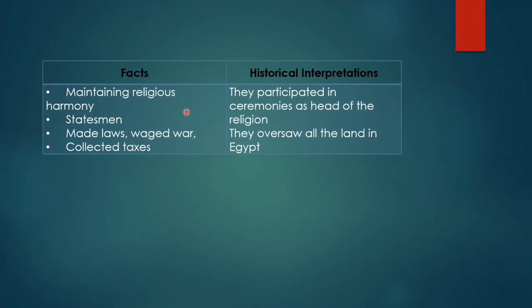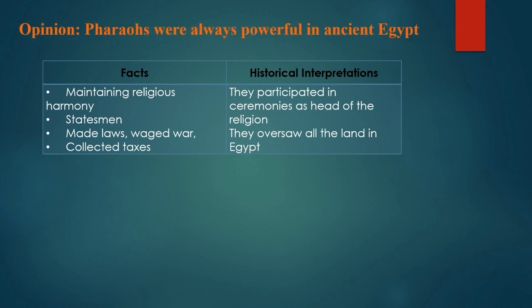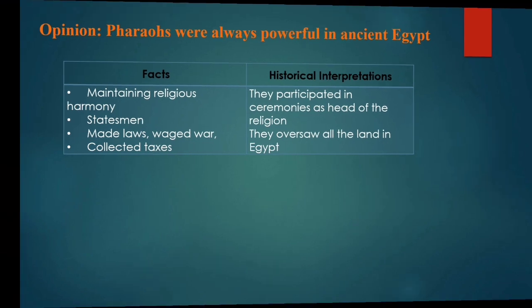Okay. Maintaining religious harmony, the pharaohs made laws, waged war, and collected taxes. They participated in ceremonies, had the religion, and they were the rulers of Egypt. This is the opinion on why the pharaohs were always powerful.